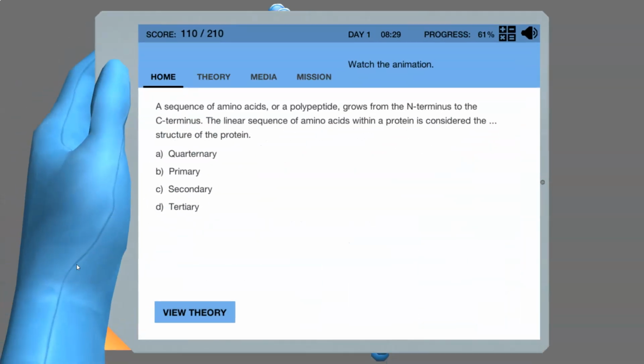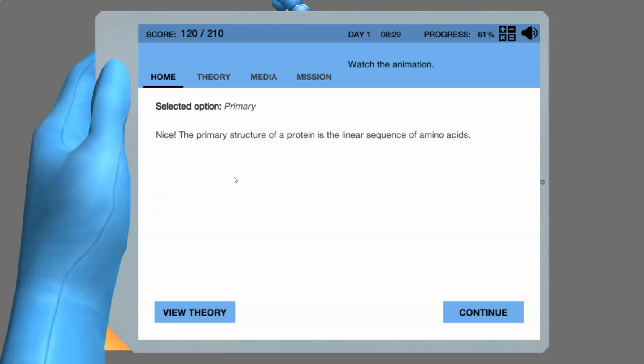A sequence of amino acids, or a polypeptide, grows from the N-terminus to the C-terminus. The linear sequence of amino acids within a protein is considered the primary structure of the protein.